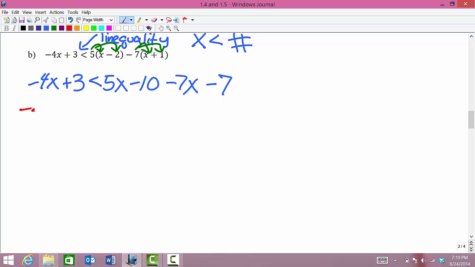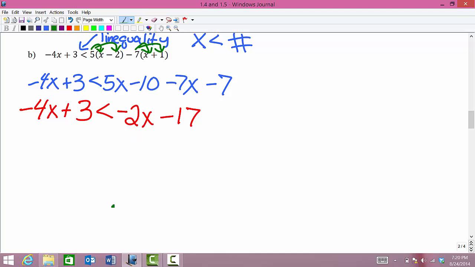The next thing we want to do is combine our like terms on each side to make each side look as simple as possible. What are my like terms on the right hand side of my inequality symbol? Well, that would be 5x and -7x. That would be a -2x. -10, -7, -17. We have now combined all the like terms on each side of the inequality symbol separately.